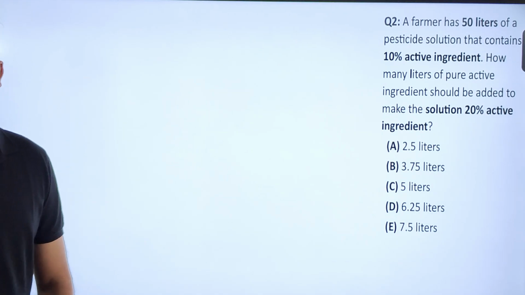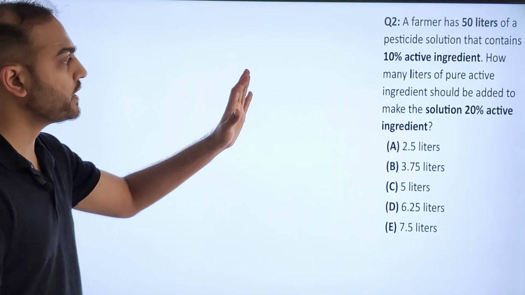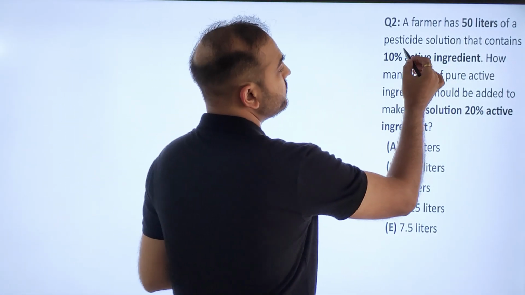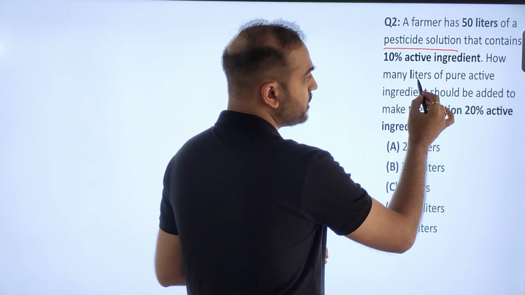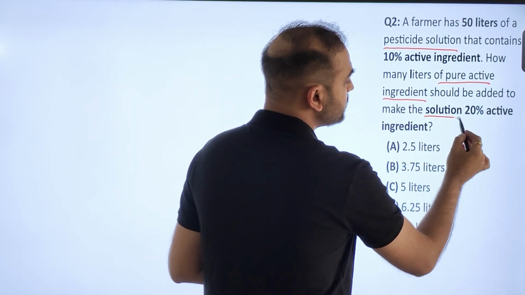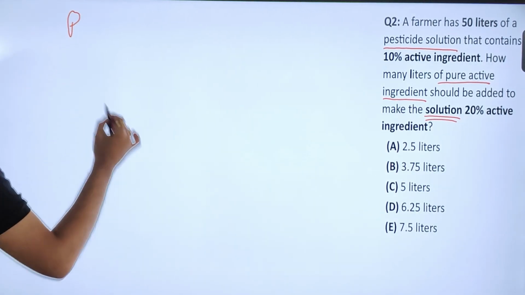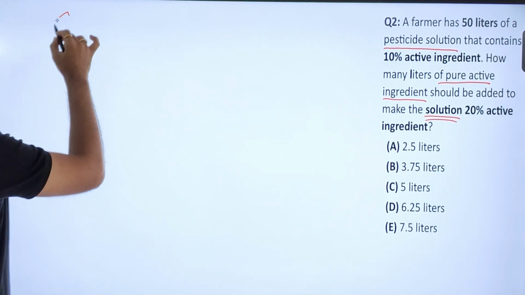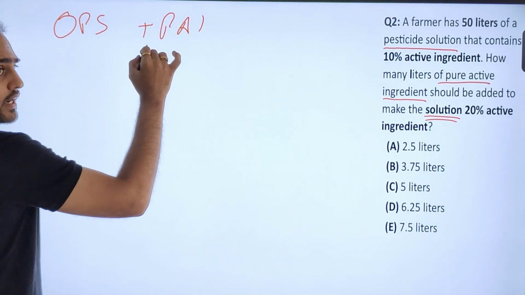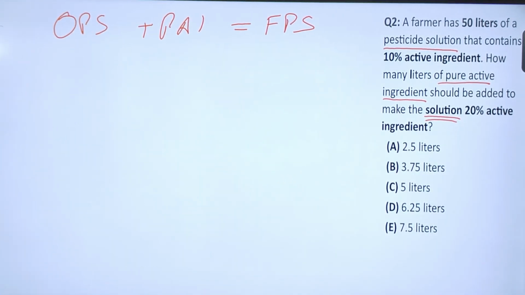Alright, I hope you have read the next question. So again, right, once you have read, let's just focus on making our table. So let's figure out what is mixed with what to give us what. So see, we have an original pesticide solution that is mixed with pure active ingredient to give us the final solution. So what do I write? Original pesticide solution mixed with pure active ingredient gives me final pesticide solution.